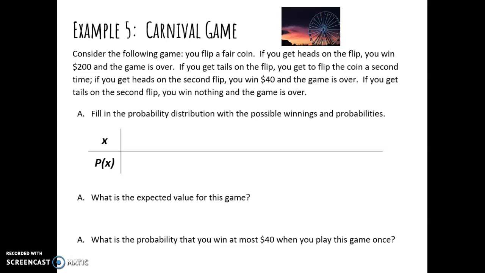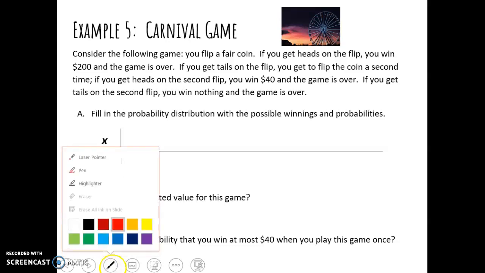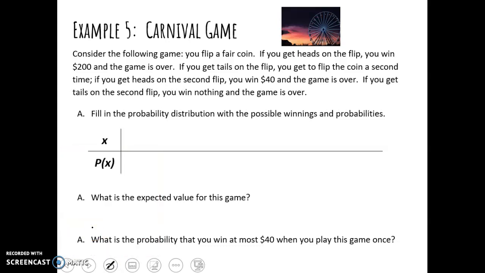So there are 3 scenarios. First scenario is you win $200. The second scenario is you win $40, and the third scenario is you don't win anything. So let's create a sample space. The first thing that could happen is you could flip a heads or a tails.